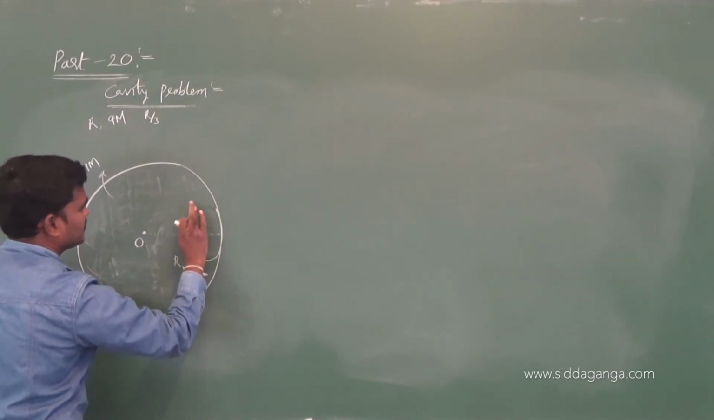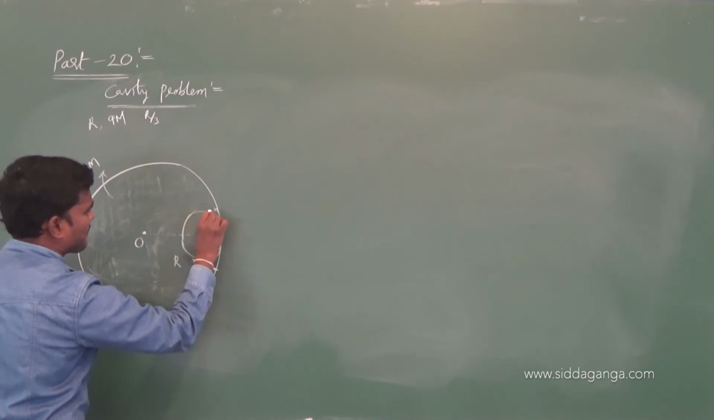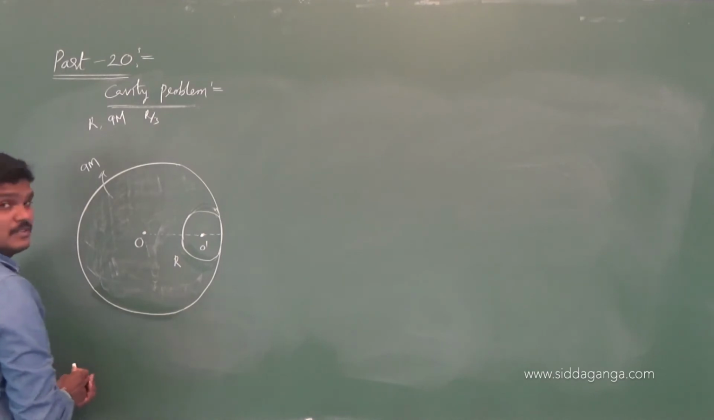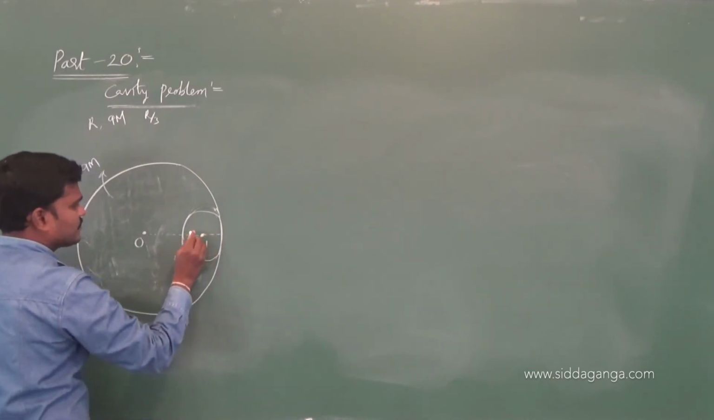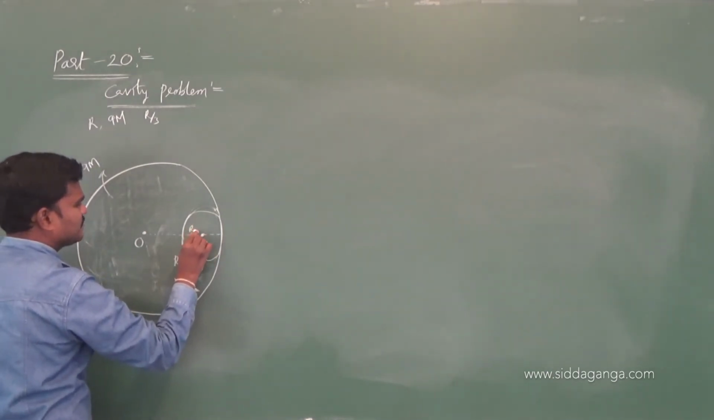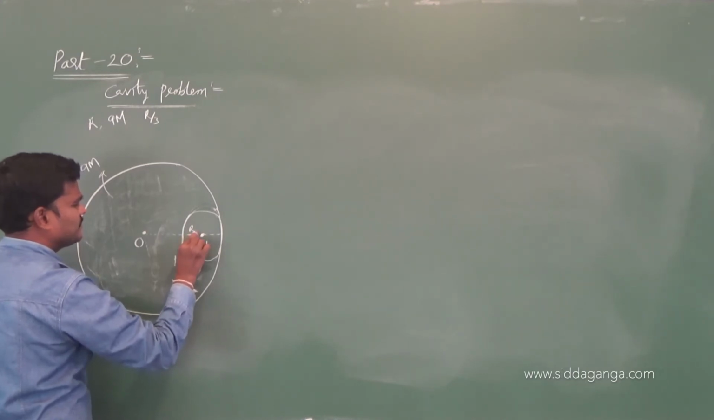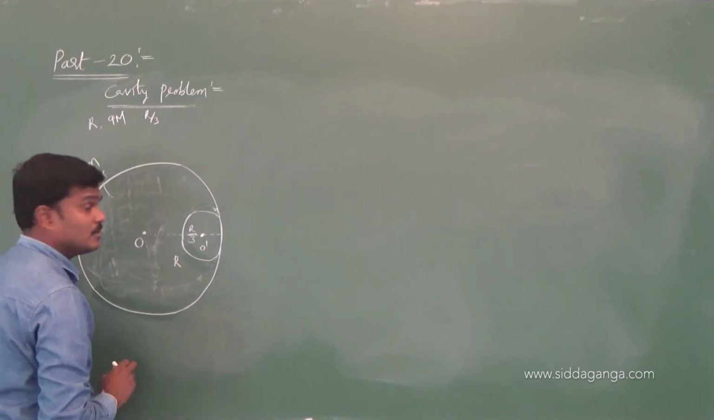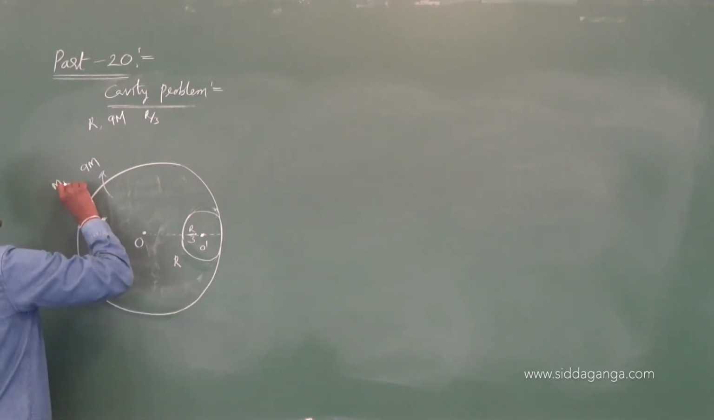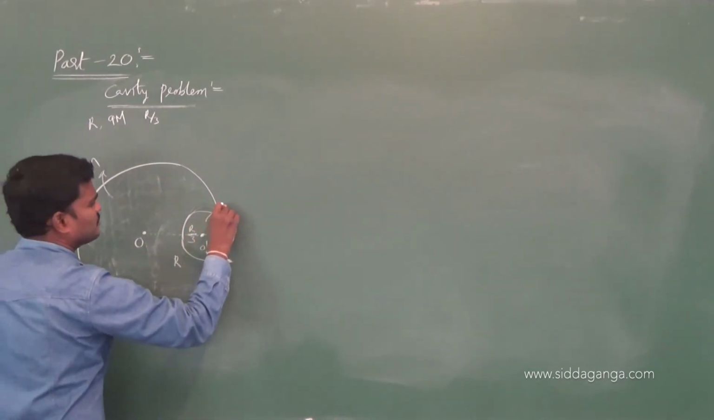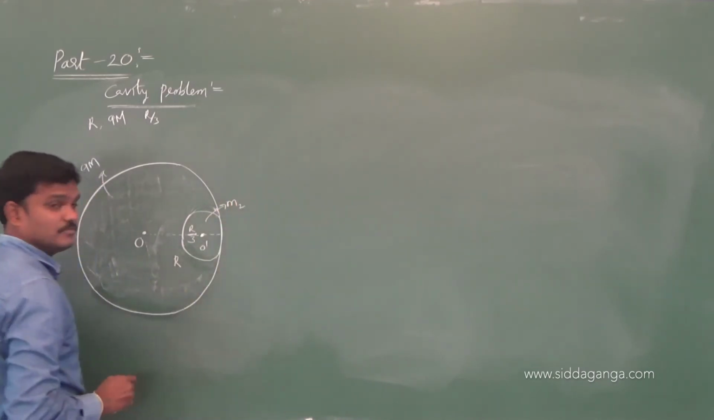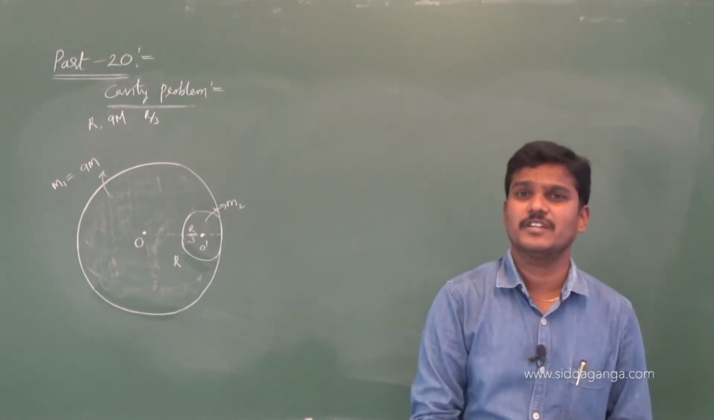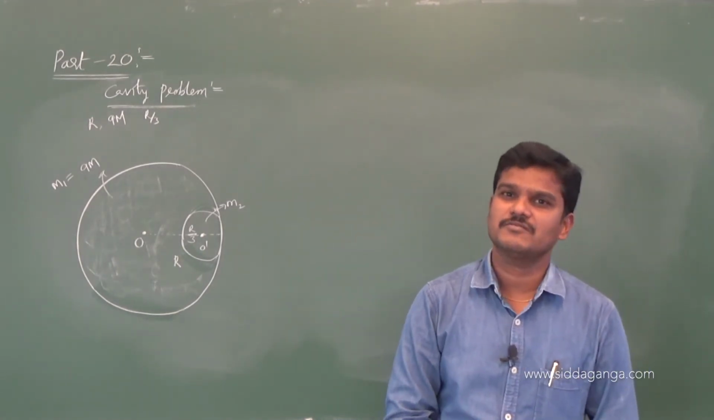Draw the correct shape. This is the center, O dash. What is the radius of this part? This part is R by 3, and the mass of the full disc is 9M. Let us suppose m1 is 9M, and this mass we don't know, let us consider m2. Directly we can write m is proportional to r².